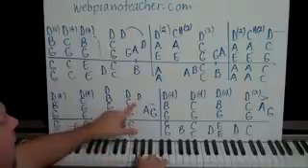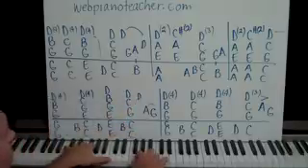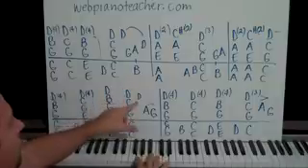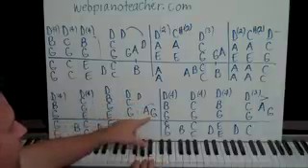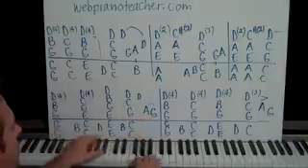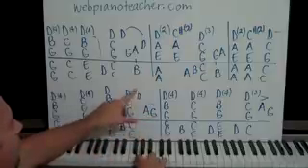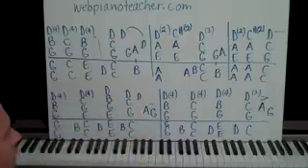1, 2. Actually, it's just held. You'll hold that. 2, 3. And on count 3, you play a D. I hear a D softly. And then on count 4, you have A, G. So you have 1, 2, 3, 4, and okay.